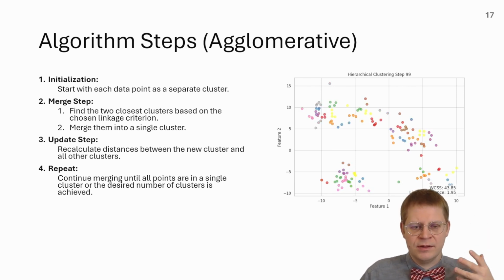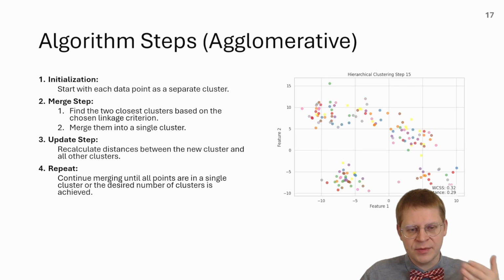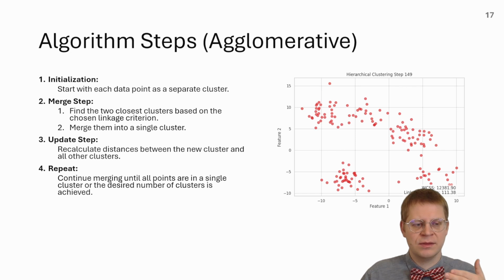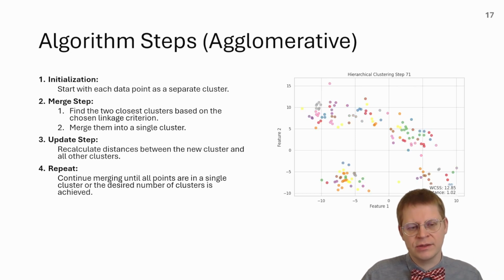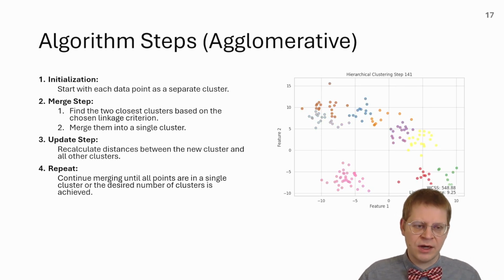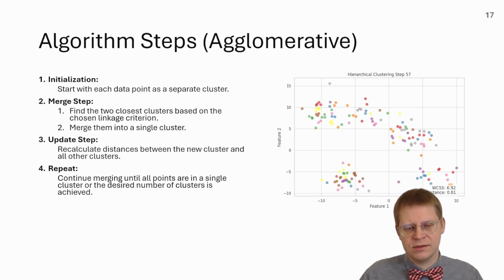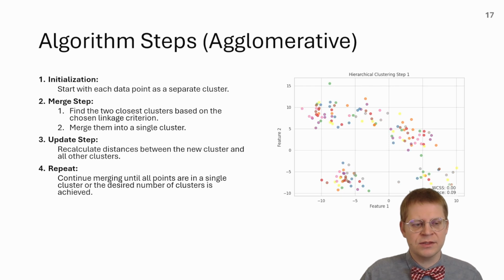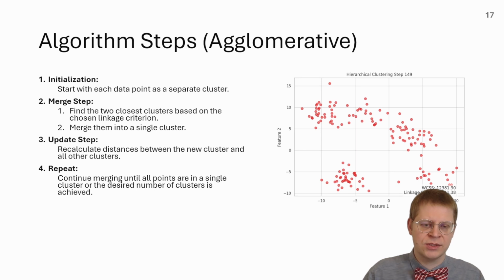And the update step. After merging, the distances between the newly formed cluster and the remaining clusters are recalculated. The step updates the cluster closeness, and then we repeat. The process continues until all data points are merged into one giant cluster or until a desired number of clusters is achieved. The result is often visualized as a dendrogram, showing how clusters are merged at each step.